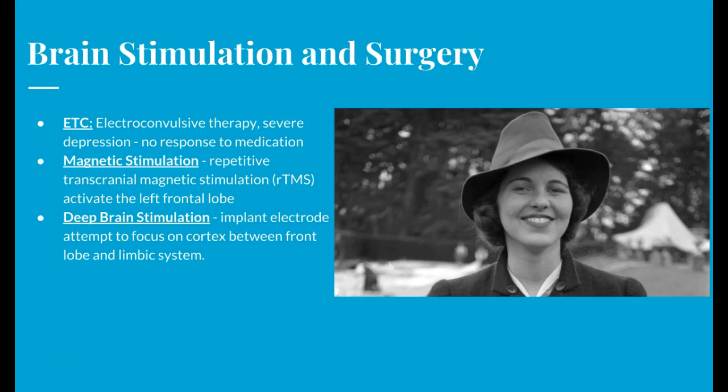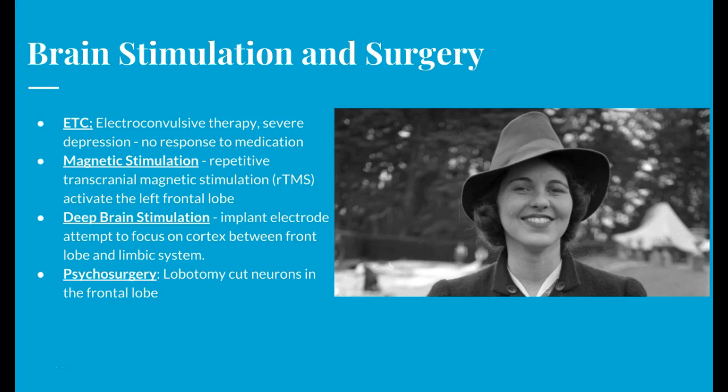What I was talking about before was what we call deep brain stimulation. This is where you implant an electrode into the brain, specifically focusing on the cortex, the wrinkly part between your frontal lobe and the limbic system. What they find is that this part of the brain is not always as active or functioning as well in people who suffer from severe depression. And so by putting an electrode there, you can stimulate it regularly, and they find that that is more effective.